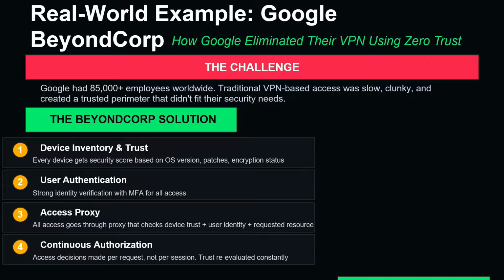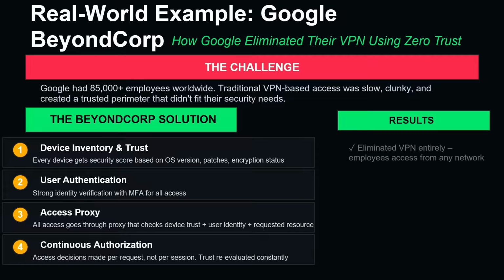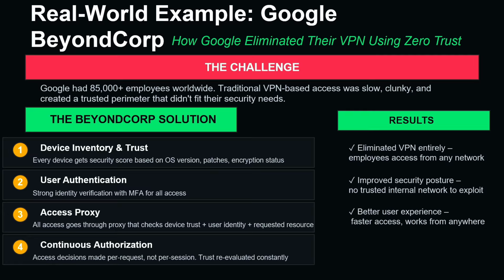This change resulted in multiple benefits. With the VPN gone, there was no VPN infrastructure to maintain, it was easier to scale, and there were consistent access models across all locations. There was also an improved security posture, as there was no privileged internal network to exploit. Even if an attacker stole credentials, they would still need the right device with the right trust score. And there was a better user experience, because with no VPN to connect to, there was faster access to resources, and workers could work seamlessly from any location.